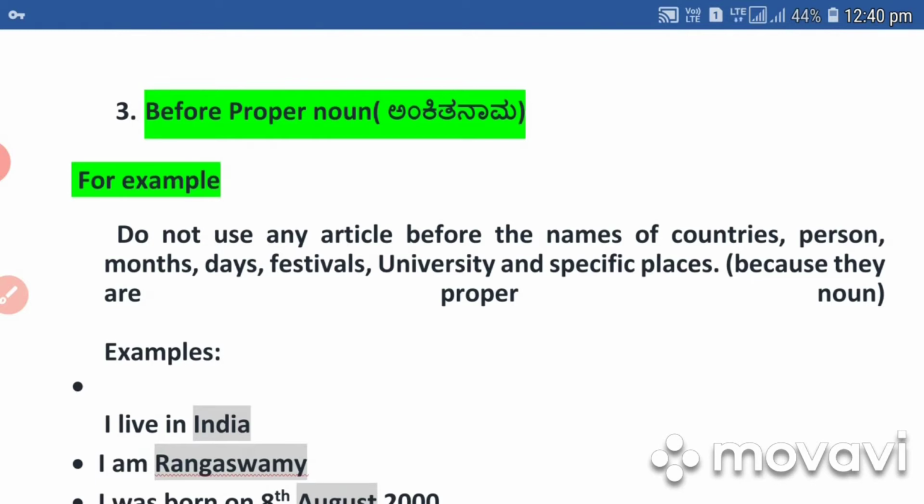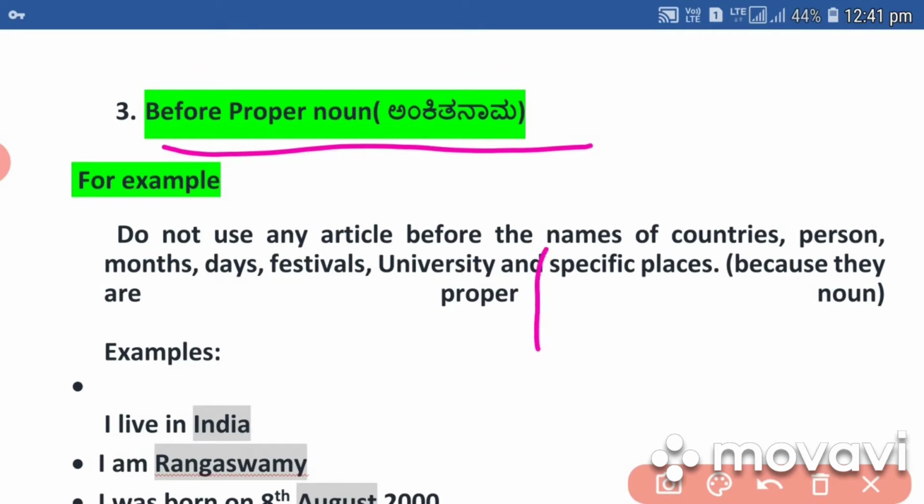Proper noun means just the name of a person, thing, any object or any animal or creature like that. Say a particular name, actually focus on it. Okay, proper noun. So do not use any article before names of countries, persons, months, days, festivals, universities, and specific places, because they are proper nouns.